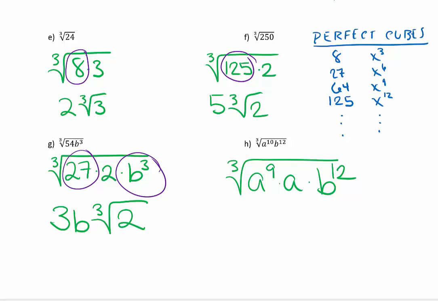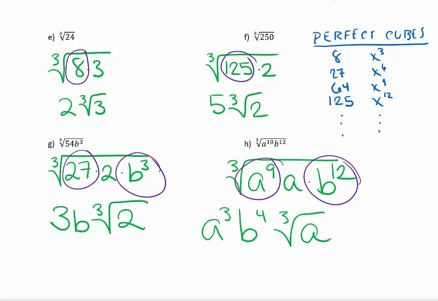So looking at a to the 10th, 10 is not divisible by 3, and so then I just go down to 9. 9 is divisible by 3. So I'm going to factor a to the 10th as a to the 9 times a to the 1. b to the 12th is a perfect cube because 12 is divisible by 3. I cube root those variables by dividing the exponents by 3, and that gives me an a to the 3rd, b to the 4th, and then that a that I didn't circle stays inside the radical.